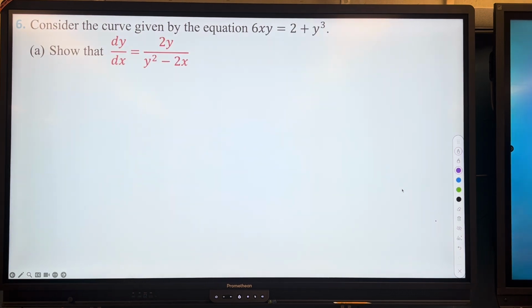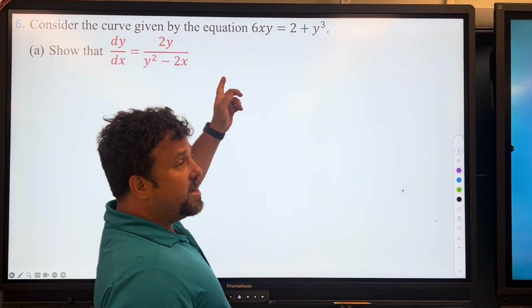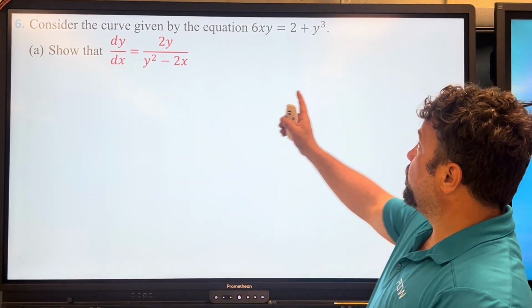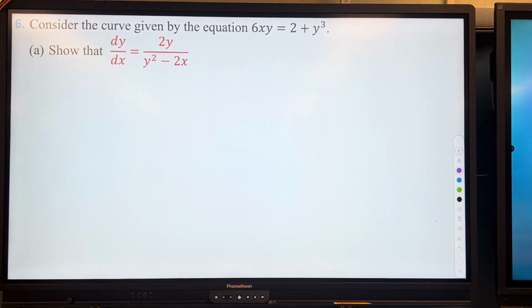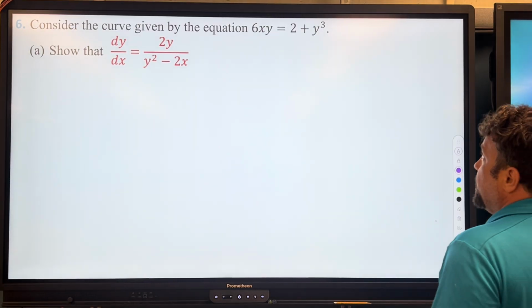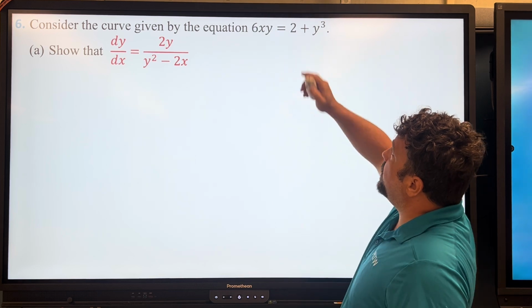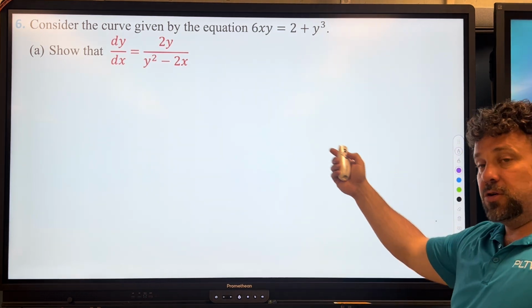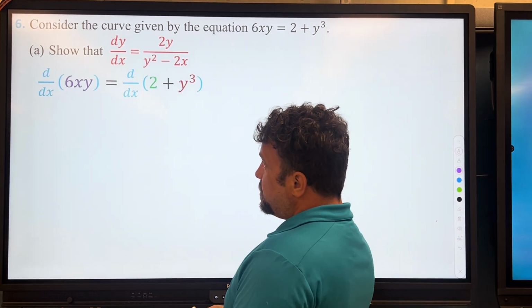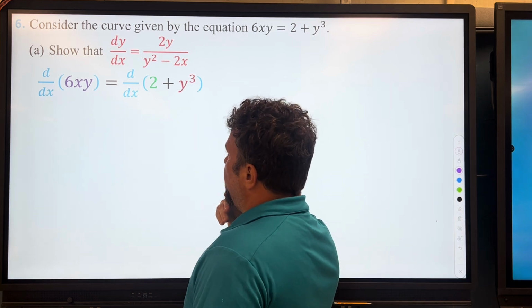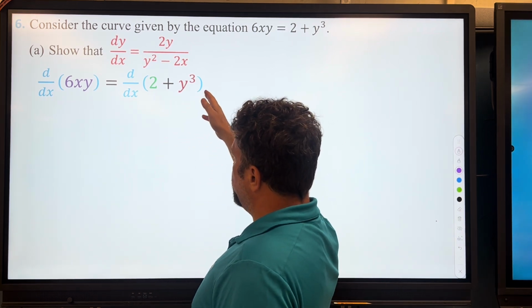We're back. Consider the curve given by the equation 6xy equals 2 plus y cubed. Show that dy dx equals 2y over y squared minus 2. You should know by now that this is an implicit differentiation problem. What you're going to do is differentiate both sides in terms of x and hopefully get that same answer. The derivative of 6xy equals the derivative of 2 plus y cubed.